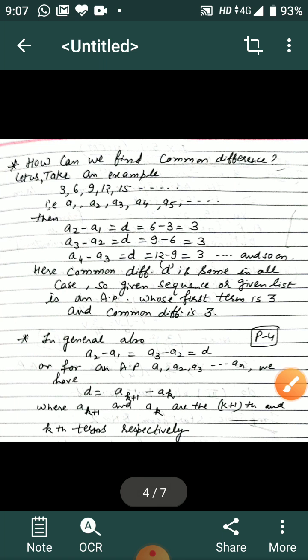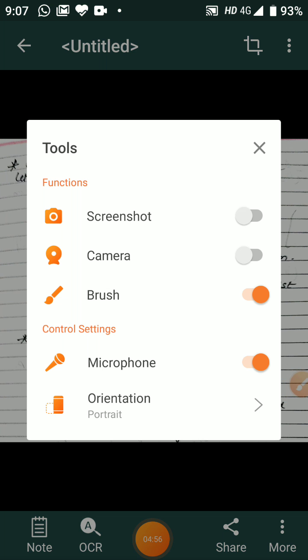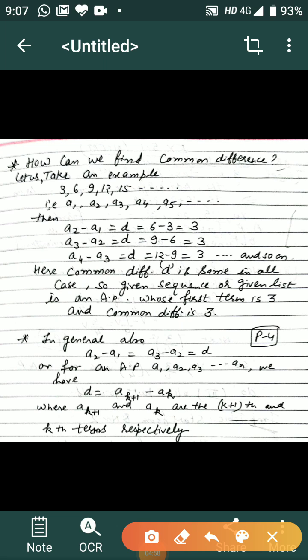See here. Now again, how can we find the common difference? Take an example. I have taken 3, 6, 9, 12, 15. This is an example, and we can take it as a1, a2, a3, a4, a5.